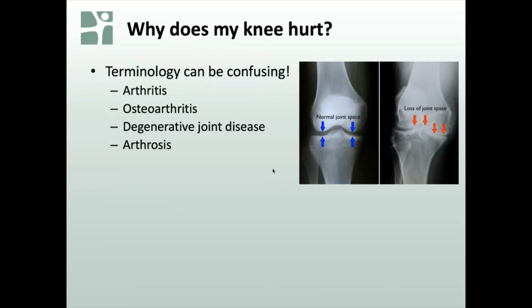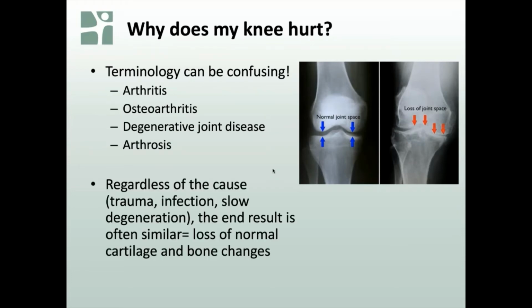So one thing I wanted to mention is that the terminology for some of these things can be confusing, and I probably use some of these terms interchangeably during this talk. So you may have heard of terms such as arthritis, osteoarthritis, degenerative joint disease, arthrodesis, or post-traumatic arthrosis. And for the most part, these are very similar. When I talk to most patients in regards to chronic knee pain, degenerative knee changes, and arthritis, these are truly sort of interchangeable terms.